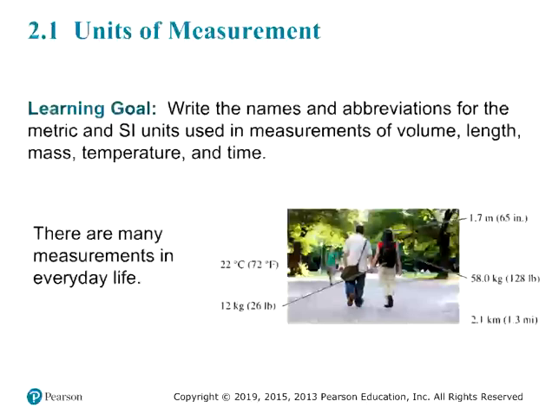So you'll notice there are different units for each type of measurement. So for instance, this person's height is 1.7 meters or 65 inches. For temperature, we could measure that in degrees Celsius or degrees Fahrenheit. It kind of depends on where you are in the world.